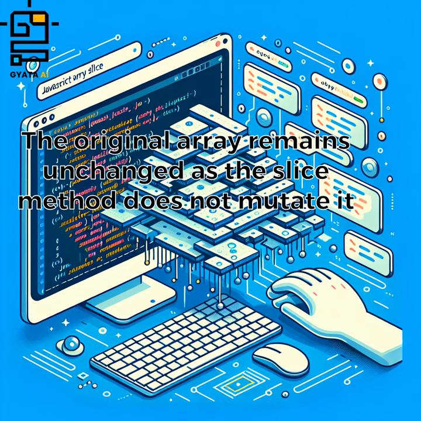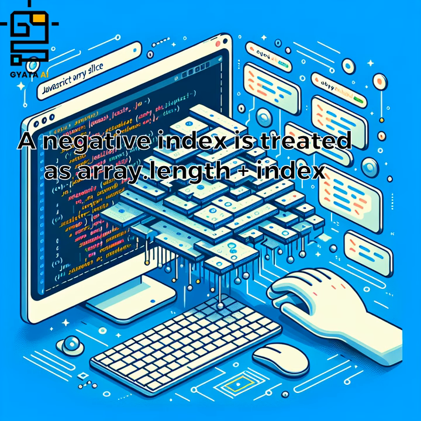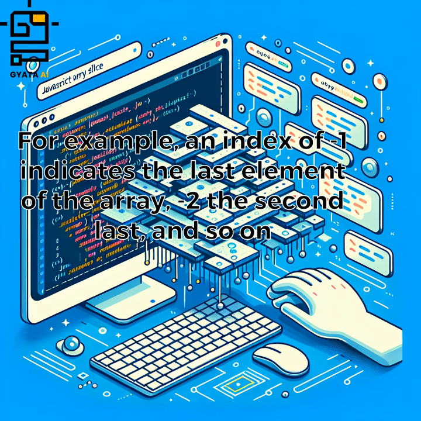Working with negative indexes, the slice method accepts negative indexes. A negative index is treated as array.length plus index. For example, an index of -1 indicates the last element of the array, -2 the second last, and so on.